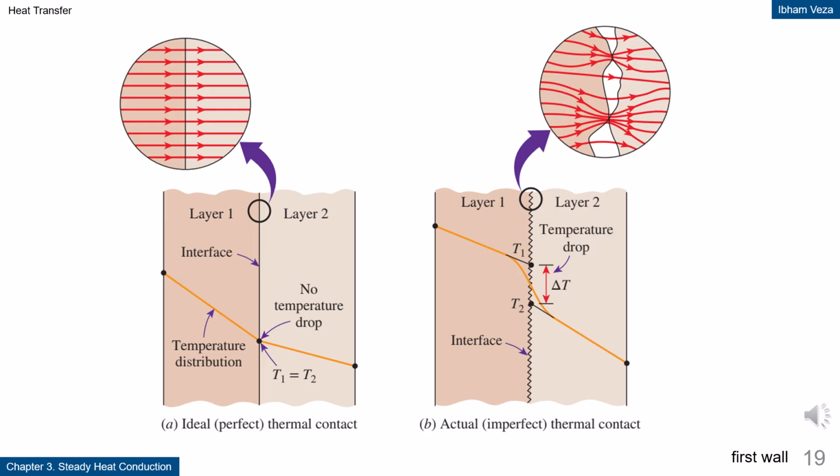Thermal contact, ideal versus actual. In ideal thermal contact, there is no temperature drop at the interface, so T1 equals T2. In real conditions, surface imperfections always introduce contact resistance. This causes a temperature jump at the interface. The heat flow paths also become non-uniform due to microscopic gaps. This phenomenon is important in mechanical joints and assembled components.